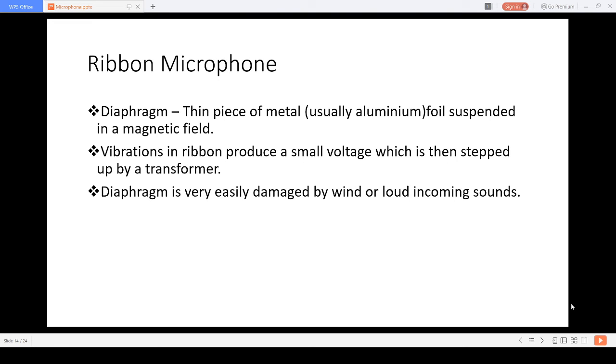Fourth one is the ribbon microphone. The diaphragm is a thin piece of metal, usually aluminum, suspended in a magnetic field. Vibration in the ribbon produces a small voltage, which is then stepped up by a transformer. The diaphragm is very easily damaged by wind or loud incoming sound.